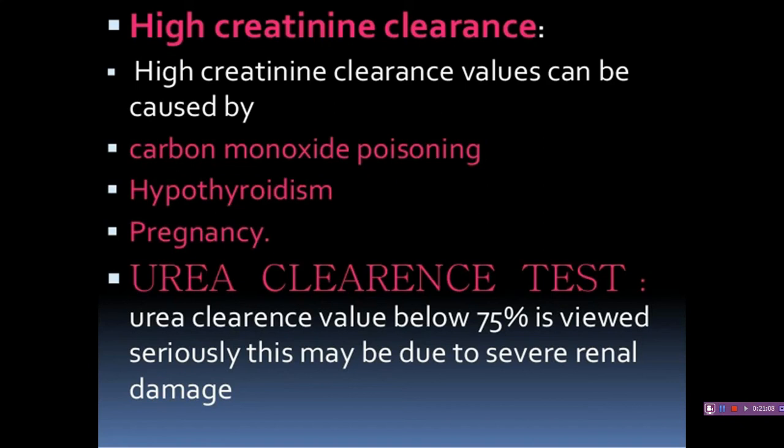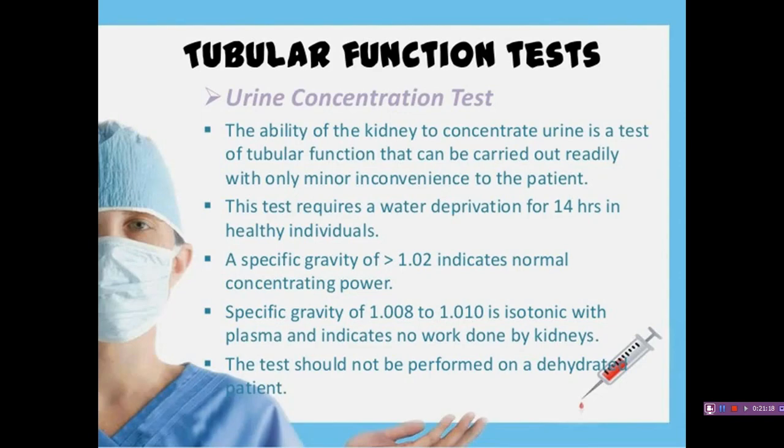Urea clearance test. Urea clearance value below 75 is viewed seriously. This may be due to severe renal damage. Tubular function test. Urine concentration test. The ability of the kidney to concentrate urine is a test of tubular function that can be carried out readily without any minor inconvenience to the patient.